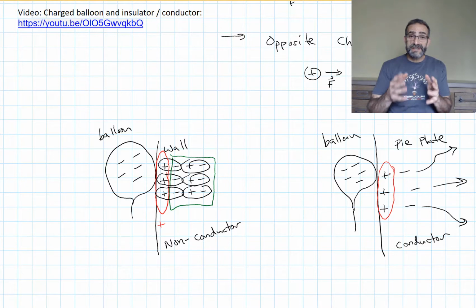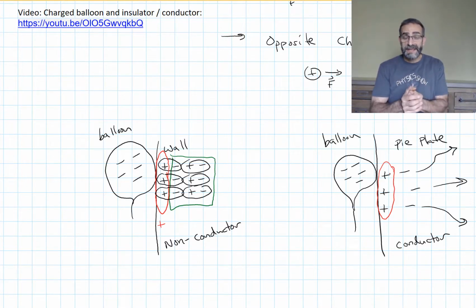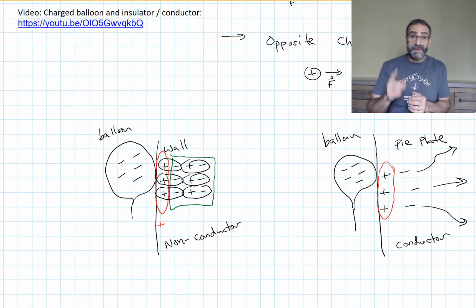So if we know two objects attract each other because of an electrical interaction, we know at least one of them is charged. The other one might have an opposite charge, or it might be neutral. We don't know. We would need more information. But if we are told that two objects repel each other electrically, they have to have the same charge. Both objects have to be charged with the same sign charge.